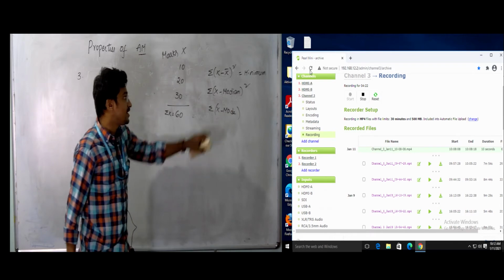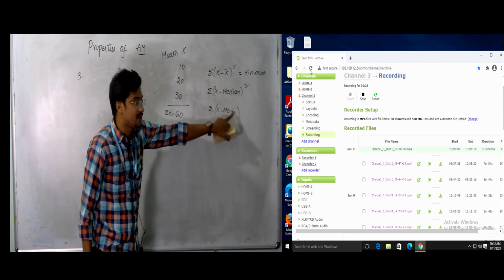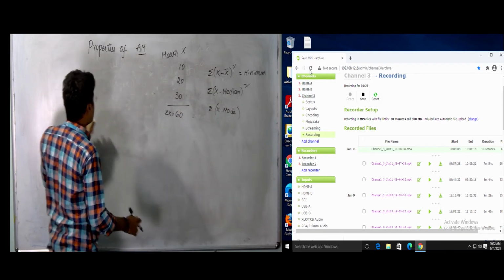The sum of the squares of the deviations is minimum when the deviations are taken from the arithmetic mean, compared to the median and mode.